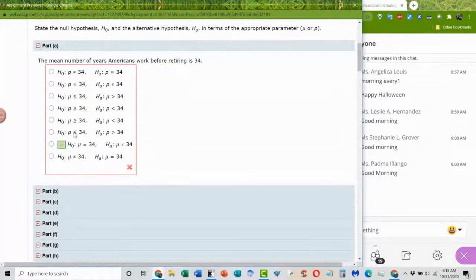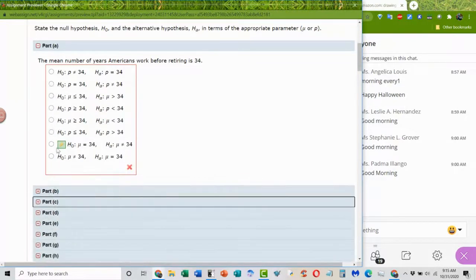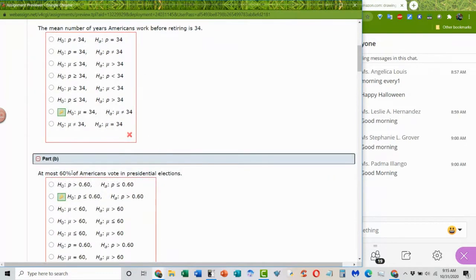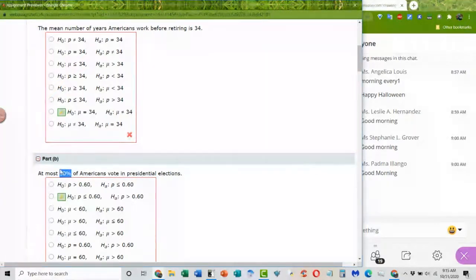They're either going to tell you the null hypothesis because there's an equal sign in it, or they're going to tell you the alternative because there isn't an equal sign. There's going to be a mean, so you can figure out which ones are the means and which ones are the proportions. Let me find a proportion one. The key for finding whether it's a proportion or a mean is if it says mean or if it says percent. It says here at most 60%. So at most means less than or equal to.